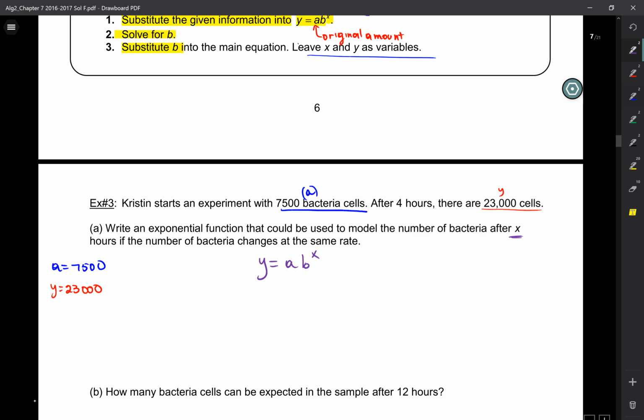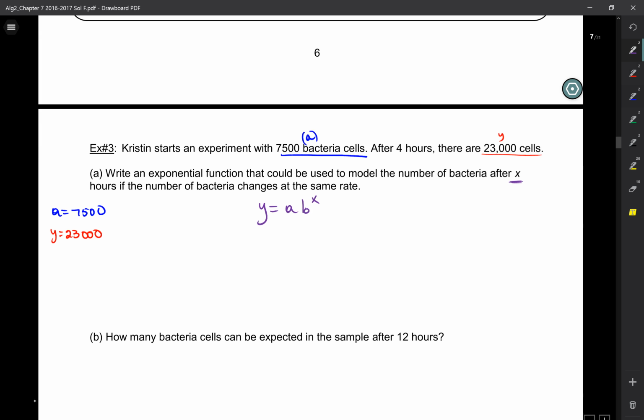All right, so what we're going to do is write this stuff in here. So 23,000 equals 7,500. And do we have any other information given? What about this? After 4 hours, you have 23,000 left. So what's 4? That's your X, okay? In this case, it's the time. So after 4 hours, that's your X.